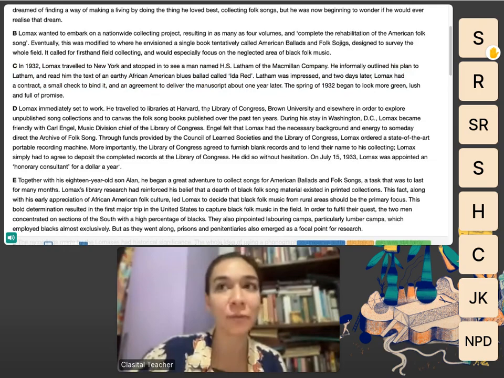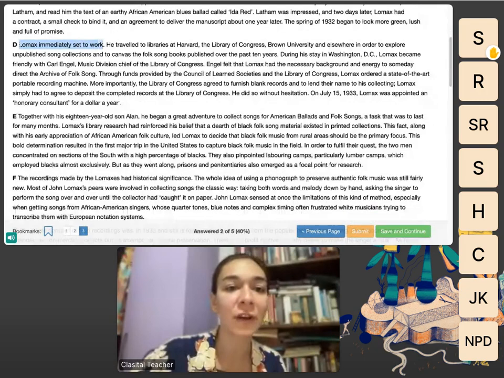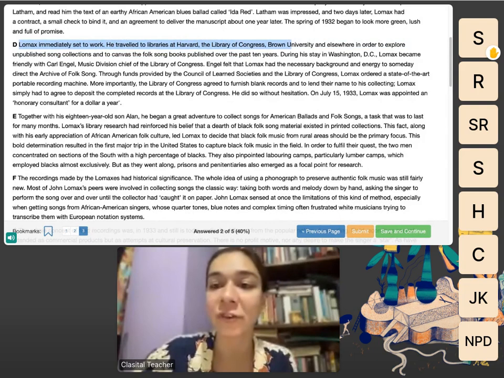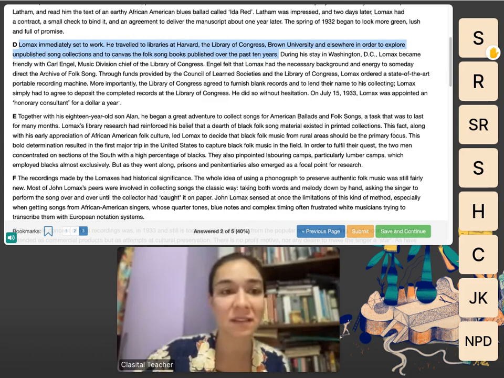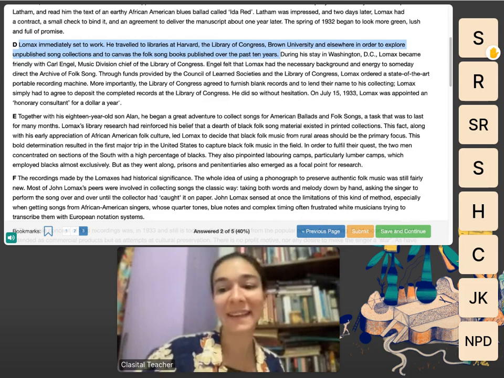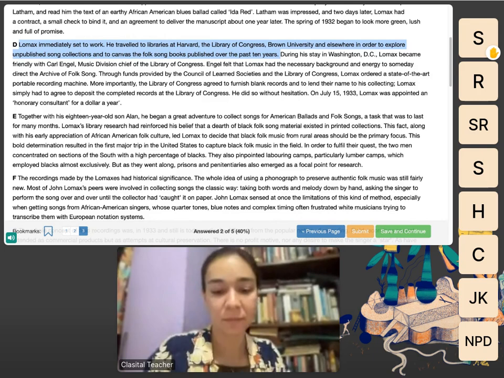Now we are continuing. Lomax immediately set to work. He traveled to libraries at Harvard, the Library of Congress, Brown University, and elsewhere in order to explore unpublished song collections and to canvass the folk song books published over the past 10 years. In here, yes, very good. It is song collections.